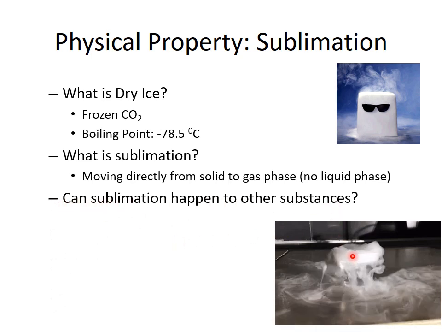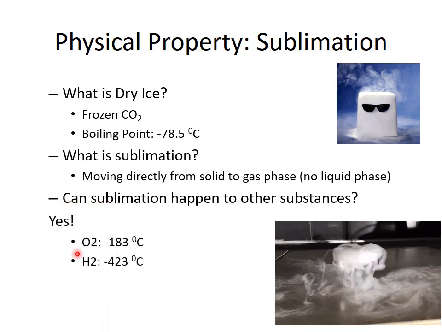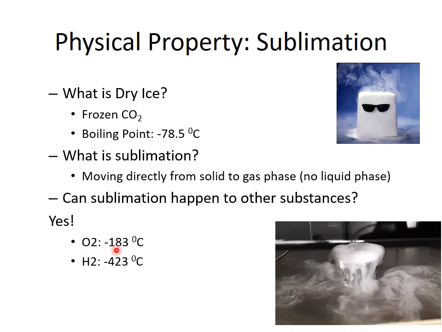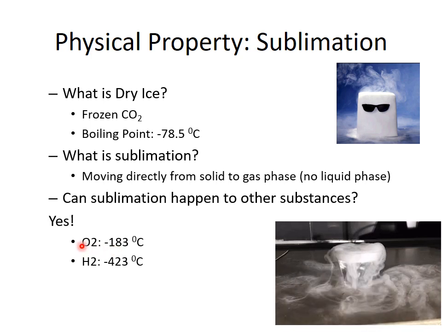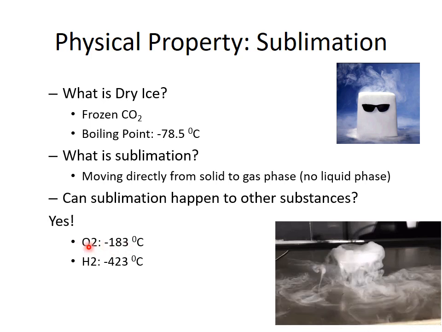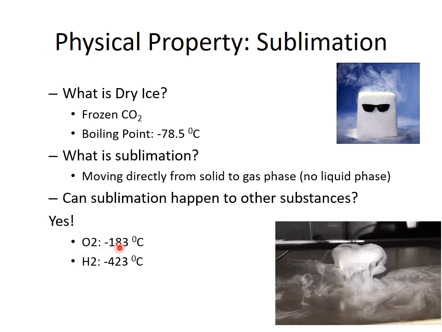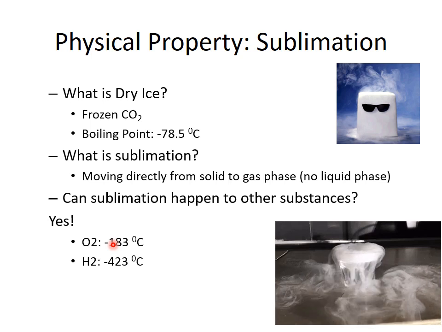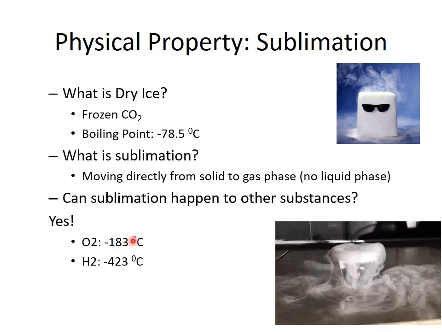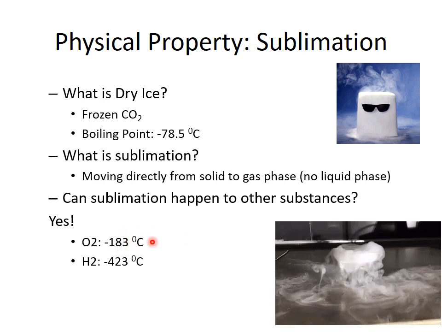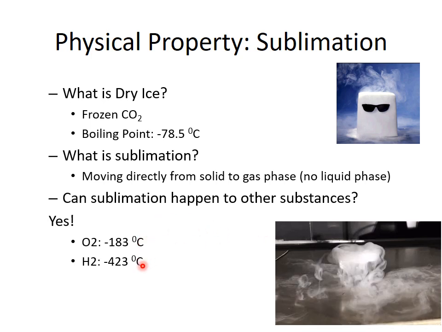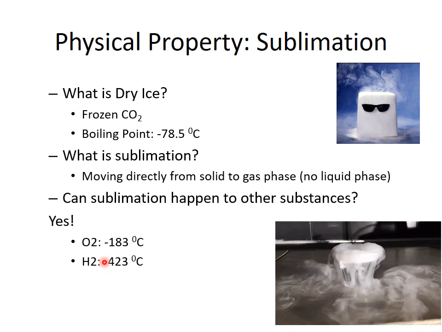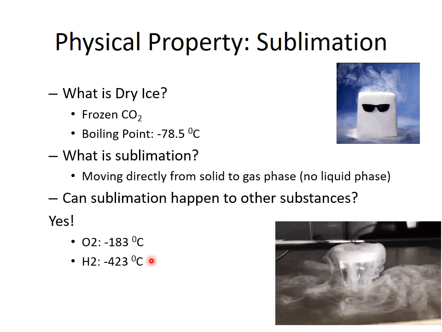And other substances, not just carbon dioxide, can go through sublimation. So take, for example, oxygen. You never see solid oxygen because its boiling point is negative 183 degrees Celsius. But if you could get liquid oxygen, or even go down to a solid, the same thing would happen, because it's such a negative temperature that it turns into a gas. This is its boiling temperature. It would immediately, if we cooled it down to a solid, sublimate into a gas. Same with hydrogen gas. It has a boiling point of negative 423 degrees Celsius.